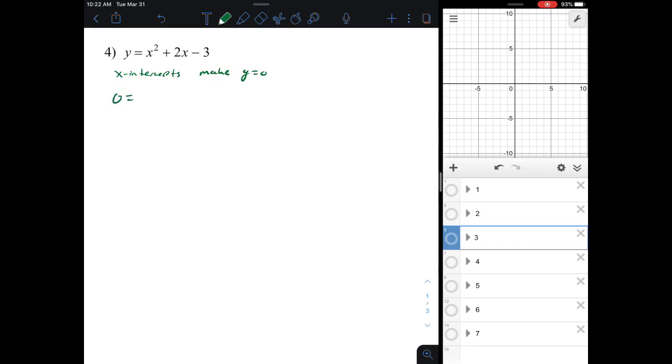So 0 equals x squared plus 2x minus 3. And then we try to work the factor from there. So the two numbers, I have x and x, the two numbers that multiply together to be negative 3 that add up to be positive 2 in the middle would be positive 3 and negative 1. And then we would set those equal to 0 and solve for x. So I get x equals negative 3 and I get x equals positive 1.